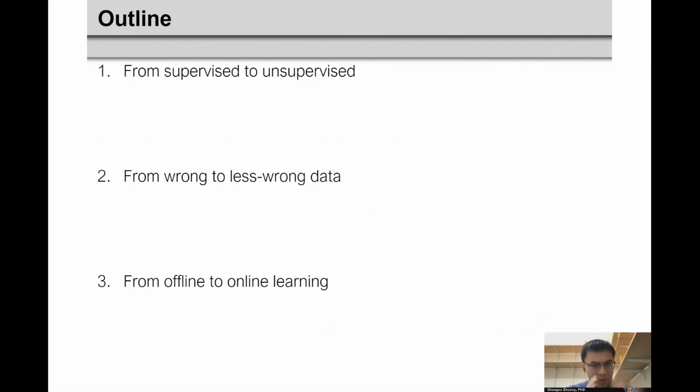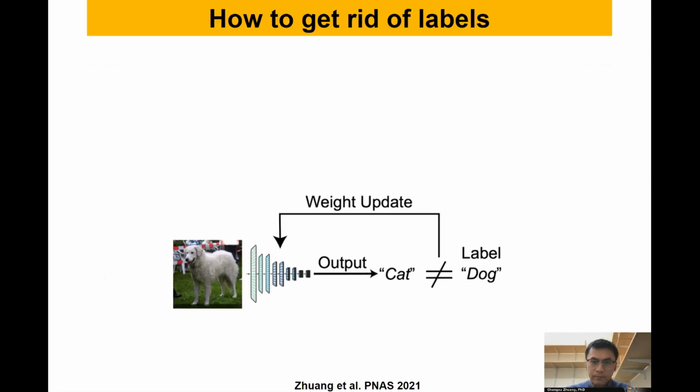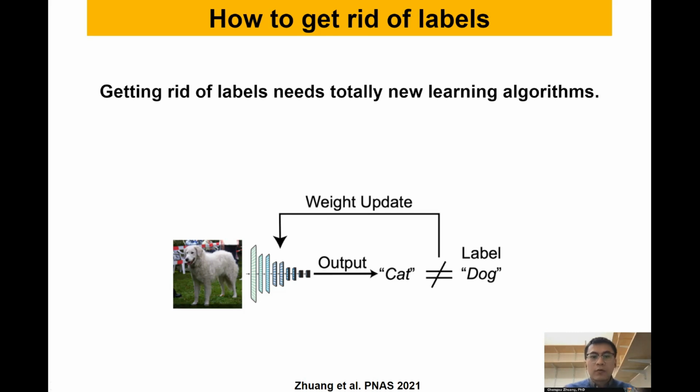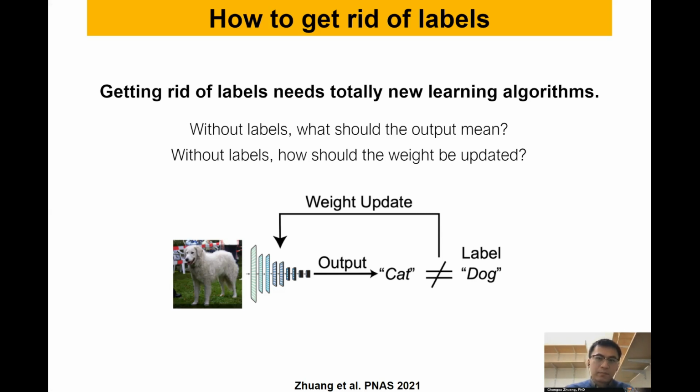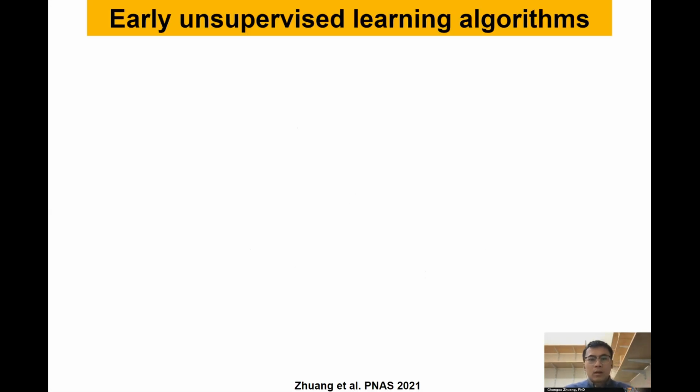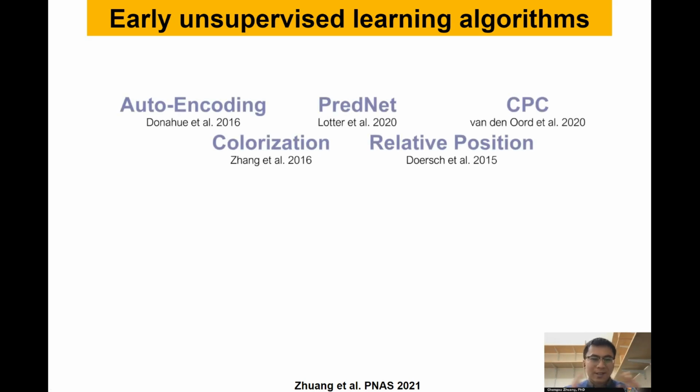Now, I have just identified three critical issues in the learning of these models. Next, I'm going to talk about three projects that I and other people have done, each of them addressing one of the critical issues. So the first issue is the requirement of labels. Now, getting rid of labels is actually not as easy as it sounds. It requires a totally new learning algorithm, which figures out what the output of the network now means and how the weights should be updated. These algorithms are called unsupervised learning algorithms. But at the time when I started looking into this problem, these algorithms are generally not good enough.